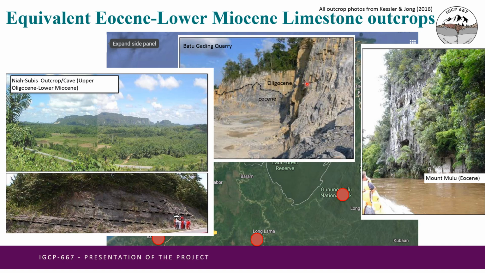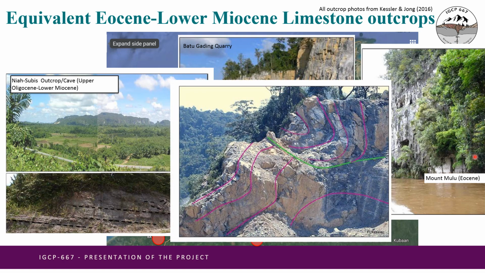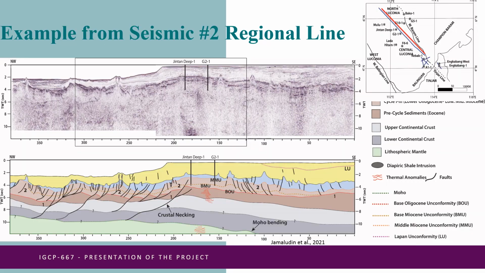A clear example of compressive structure can also be seen in the Batu Gading area. This is intensely folded and fractured limestone floating within an even more intensively folded and tectonized mass of shales and slates. All the photos here are courtesy of Kessler and Jong 2016.